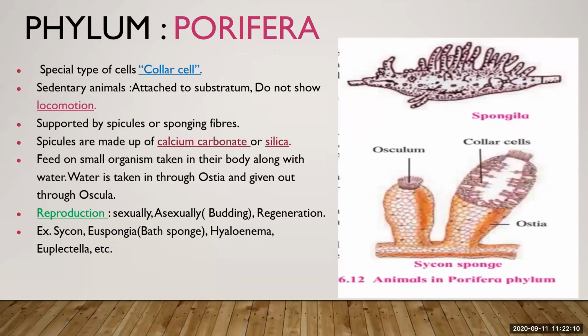Then they have a special type of cell. They are known as collar cells. Here you can see these are the collar cells inside that sponge. These are the special types of collar cells present in the sponges.